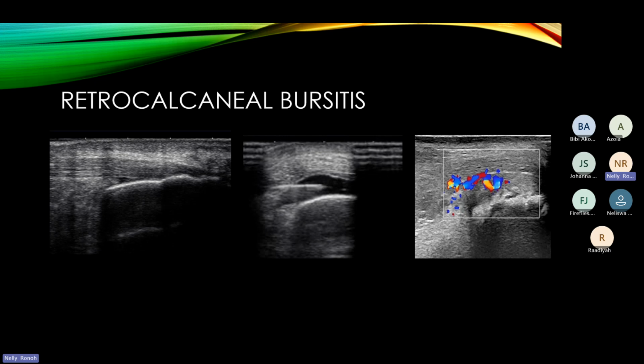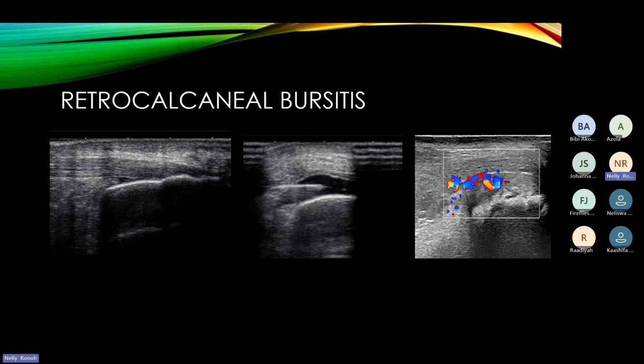calcifications. Then we have another image here, at the insertion point, and you can see there is some fluid collection there. And that is retrocalcaneal bursitis, because you can see the fluid is collecting there. And when you put color, anytime you get something like bursitis, tenosynovitis, and all that, that would mean that there is inflammation. So you can see how color Doppler is actually useful.